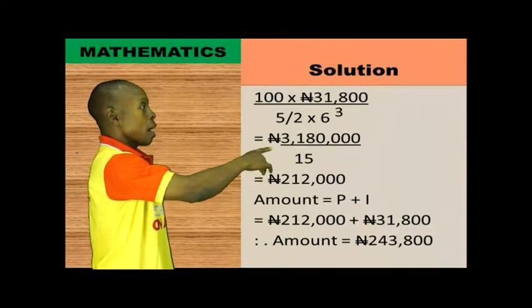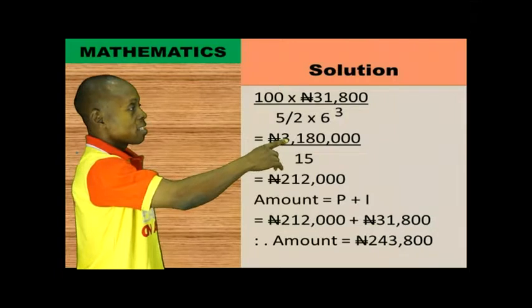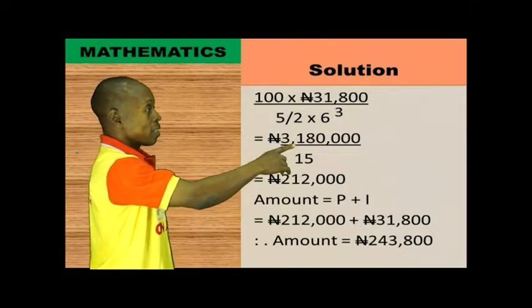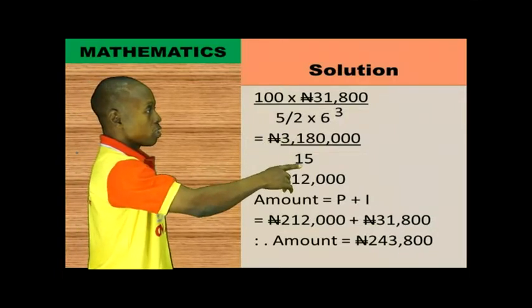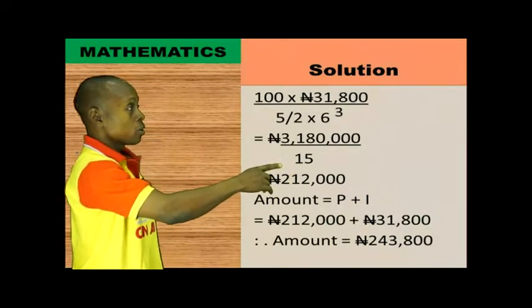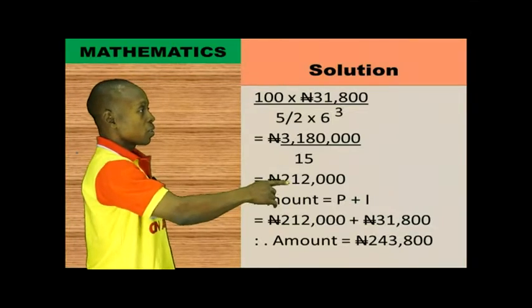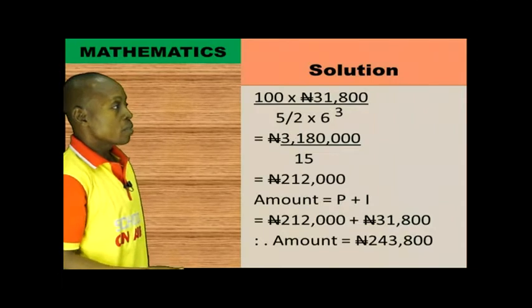And I also said that after multiplying the numerator, we have 3,180,000 naira, and divided by the denominator, which is 5 multiplied by 3, which is 15. So by the time you divide 3,180,000 by 15, you will have 212,000 naira as a principal.